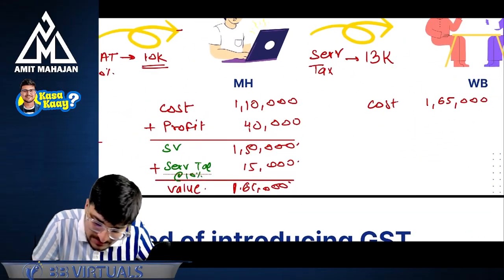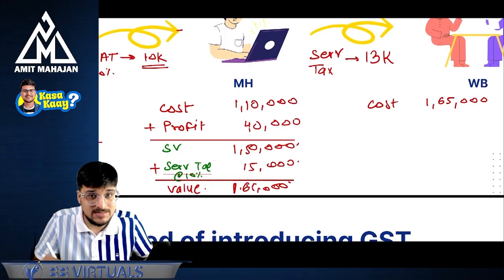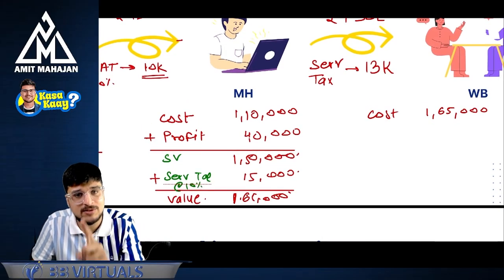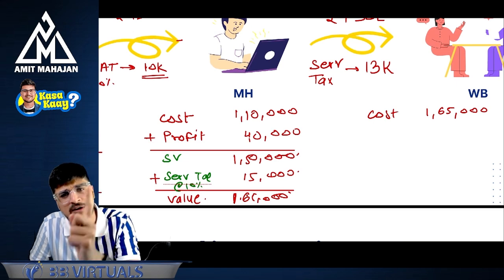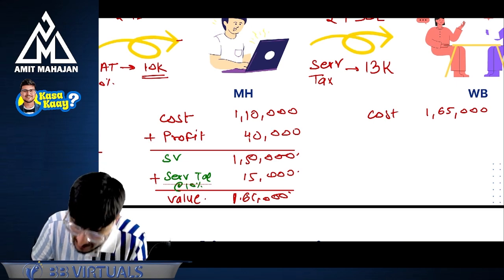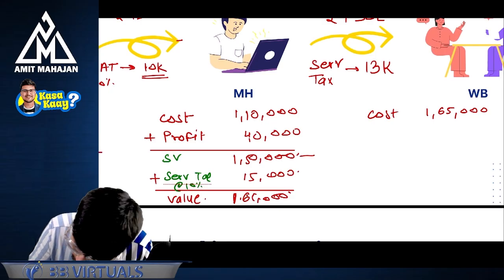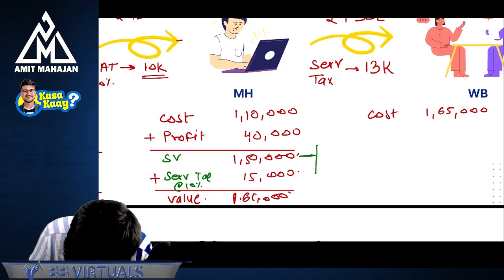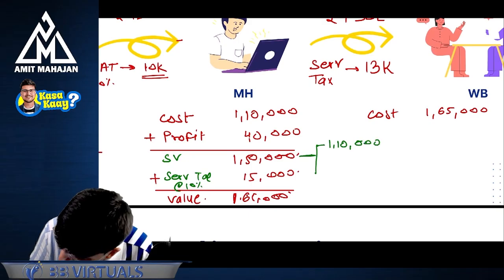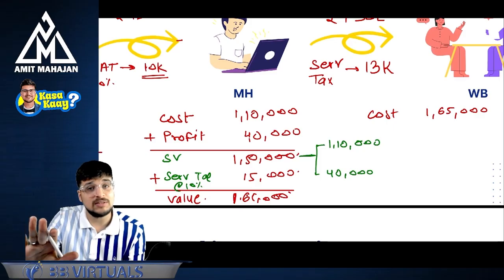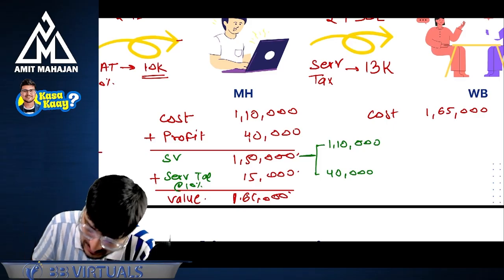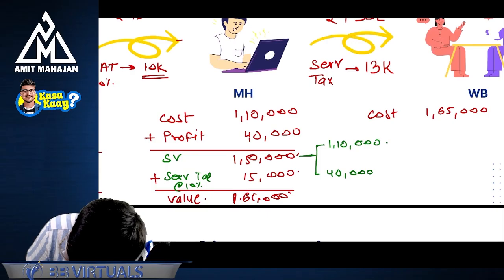While I am computing this service tax of 10%, please understand one thing. While I'm computing the service tax of 10%, can I say this 10% is on 1,50,000, everyone? Correct? So this 1,50,000, let's break it down. This 1,50,000 has two components. One will be of 1,10,000 and second will be of 40,000. So there is no problem with the 40,000. The problem is in the 1,10,000. I will further bifurcate this 1,10,000 into two parts.